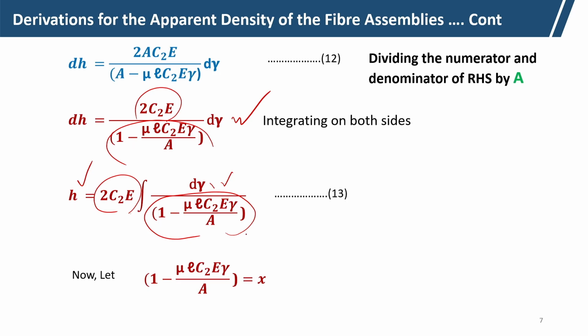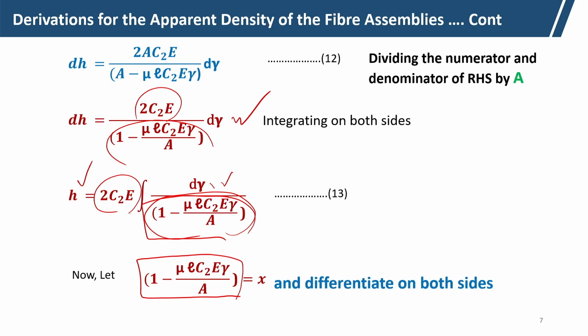We are using this part as x. Now, differentiating both sides, x is a variable and gamma is a variable. So, these two are variables. Now we are trying to differentiate both sides.